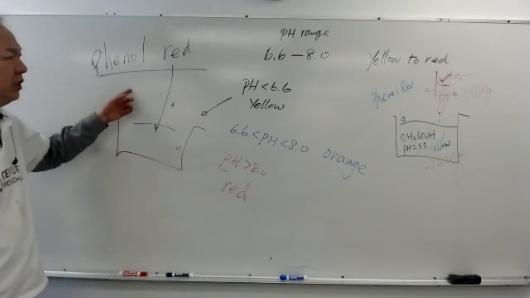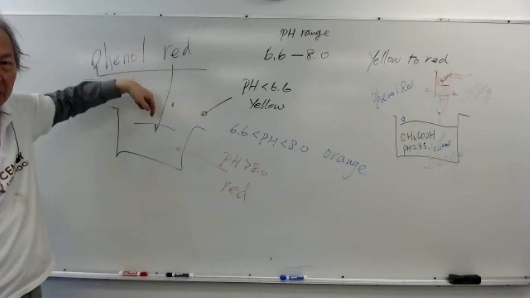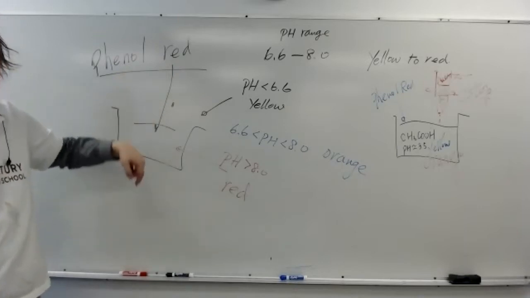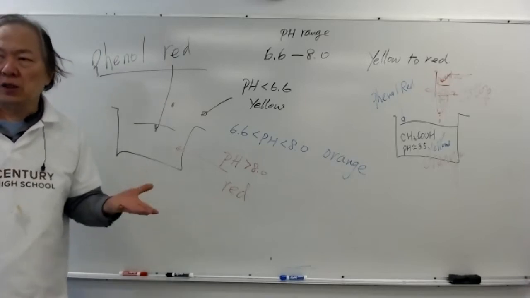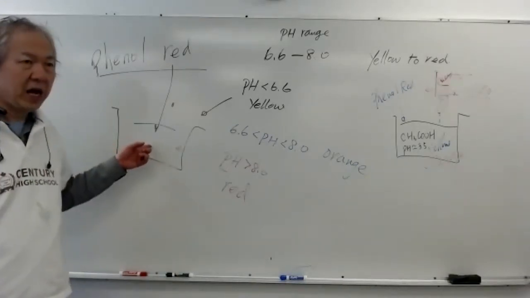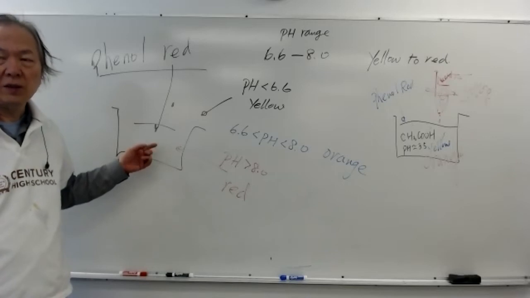Then I use the titration. I put the acid inside until the indicator changes the color. Okay, then I can understand the concentration in here.